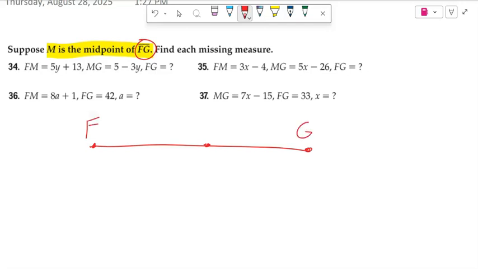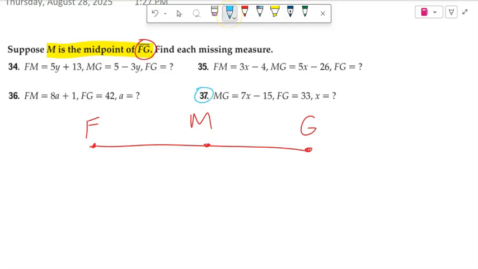So issue number one is that someone might do this here. Again, you got to be able to take the words from the instructions and draw it correctly. So FG is the segment. Those are my endpoints, and then M is the midpoint. And we know from yesterday that means it's in the middle. Okay, before we even start, we're doing number 37.